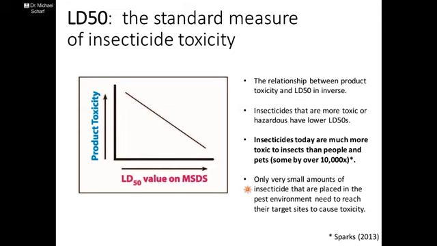It's also important to understand that because our insecticides are so active and specific, some of our newer ones, only very small amounts of insecticide placed in the environment actually need to reach their target sites to cause toxicity in the insect. It's way less than 1 billionth of what's placed out there that actually reaches the insect and its target site within its body. So that's just a little bit about LD50.